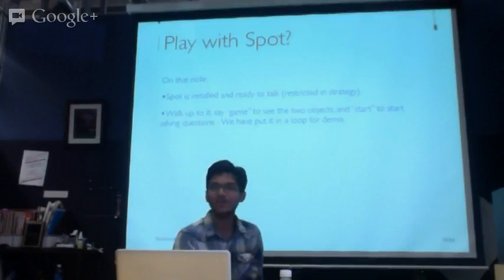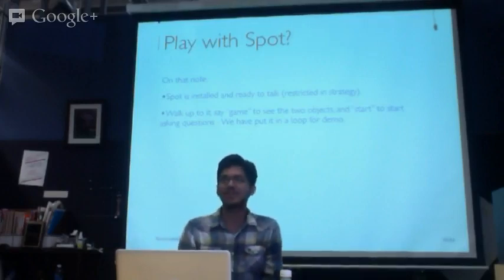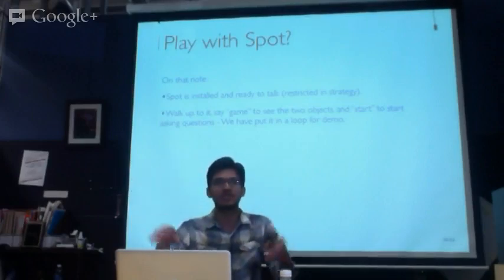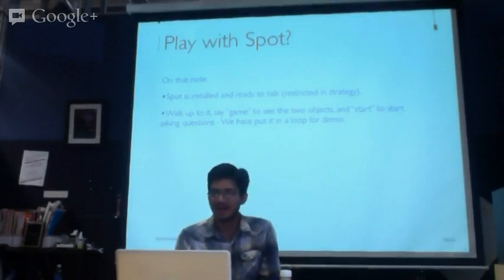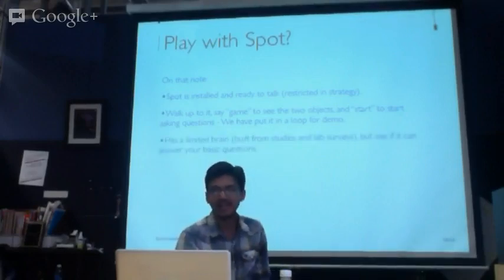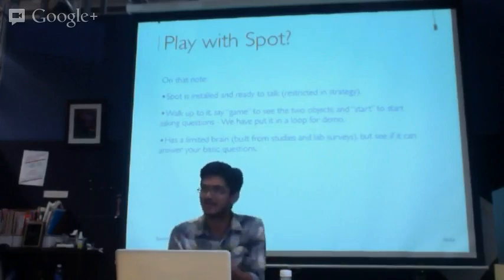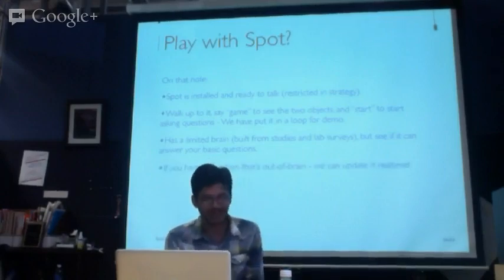It is prepared to do the demo, so we have put it in a loop. It doesn't exhaust itself of the syllabus. So you just go up to it, say game, and it would show you the two objects. You say start, and then it would shuffle around and hide the object. It has a fairly limited brain, as I said, constructed from what we already know and from the surveys that we did. But see if it can ask or answer your basic question.